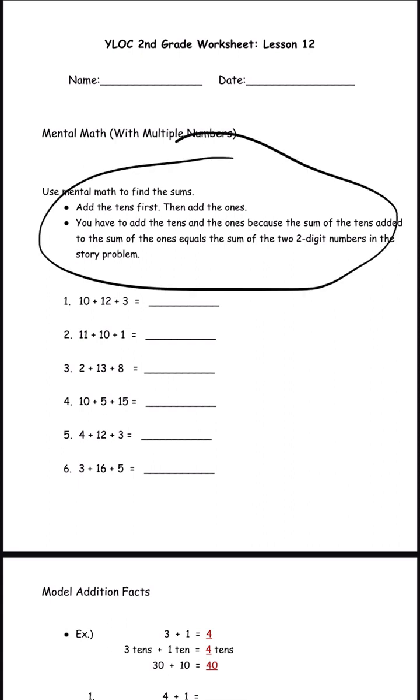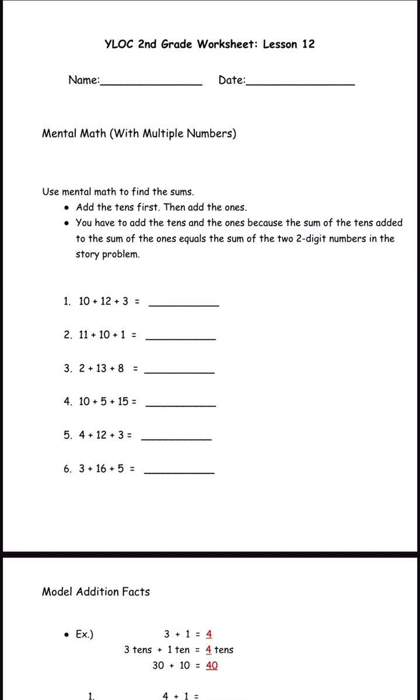Here's an example. It says use mental math to find the sums. So, add the tens first and add the ones. You have to add the tens and the ones because the sum of the tens added to the sum of the ones equals the sum of the two-digit numbers in the story problem. Usually when you're actually writing it down, you have to add the ones first, but for mental math, you can add the tens first since that's easier to find.